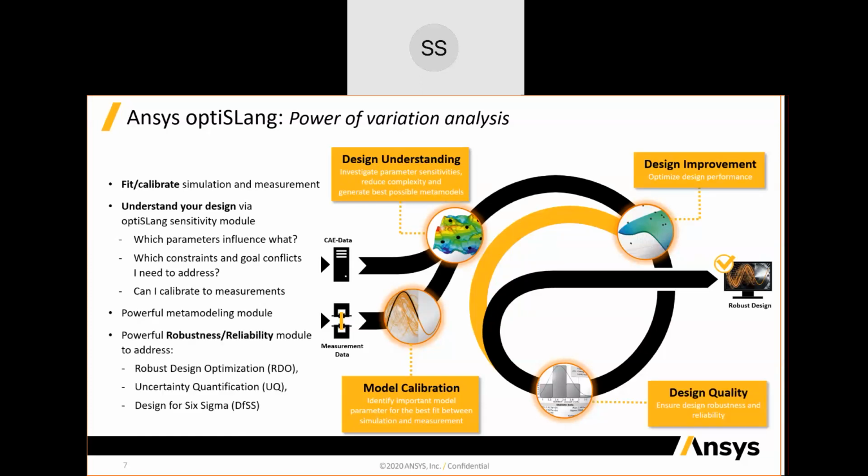And the last part here in the circle is the design quality analysis with the robustness or reliability module. And here we're looking at not only design for Six Sigma, but also at what I had mentioned earlier, right? Looking at how the manufacturing tolerances might impact the yield of manufactured devices.